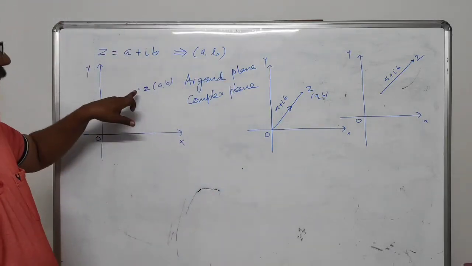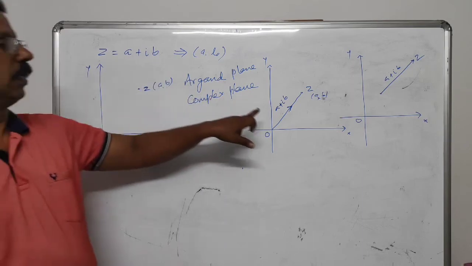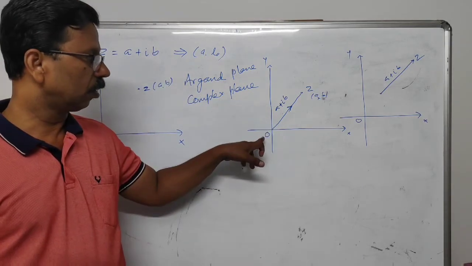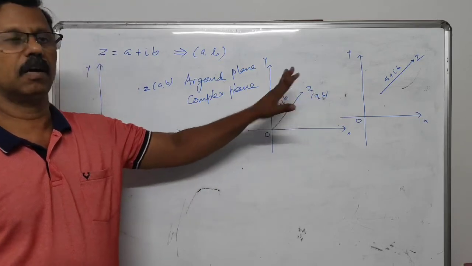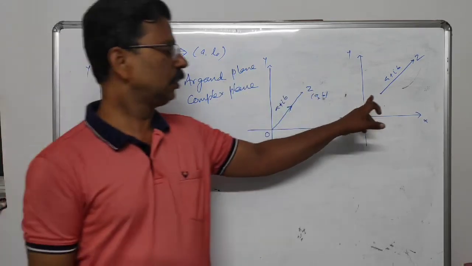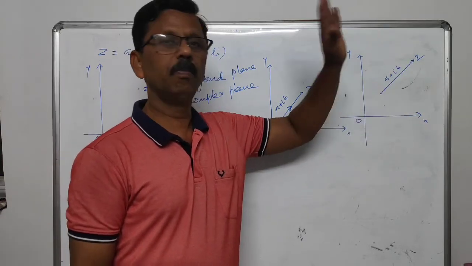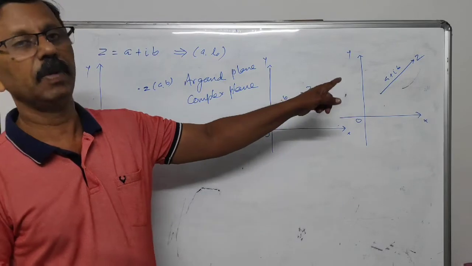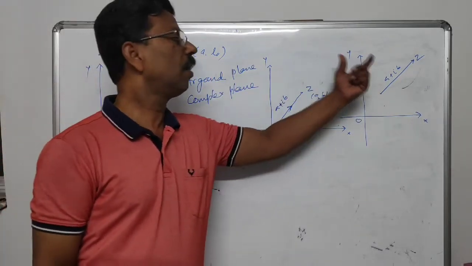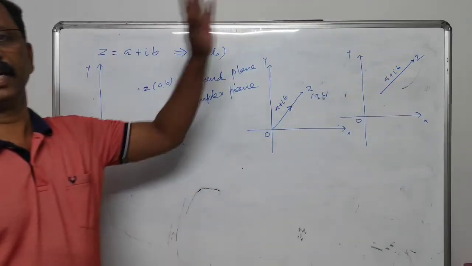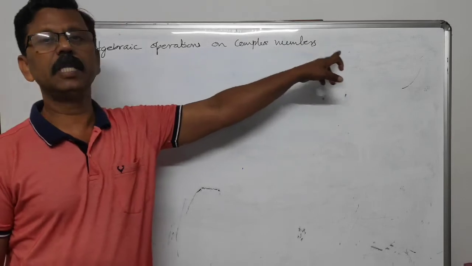Now if you plot it as a point, this is simply a complex number. If you draw a vector from the origin, it is called the position vector of this complex number z. If the initial point is anywhere except the origin, it is called simply a vector. Therefore a complex number can be represented as a point, as a position vector, or as any vector in the Argand plane. Now, the algebraic operations on complex numbers.